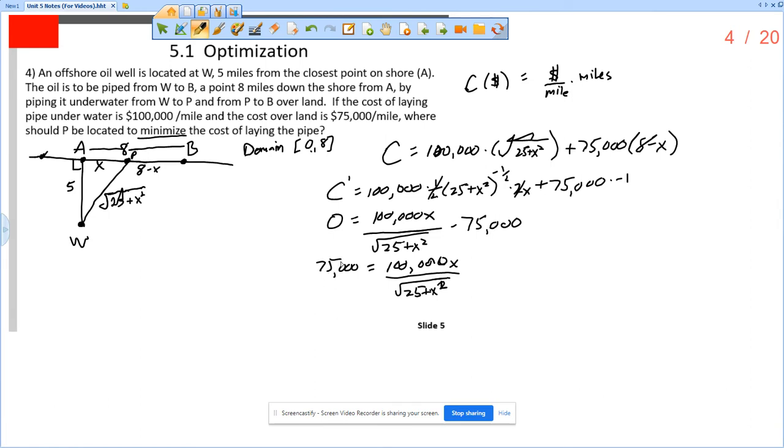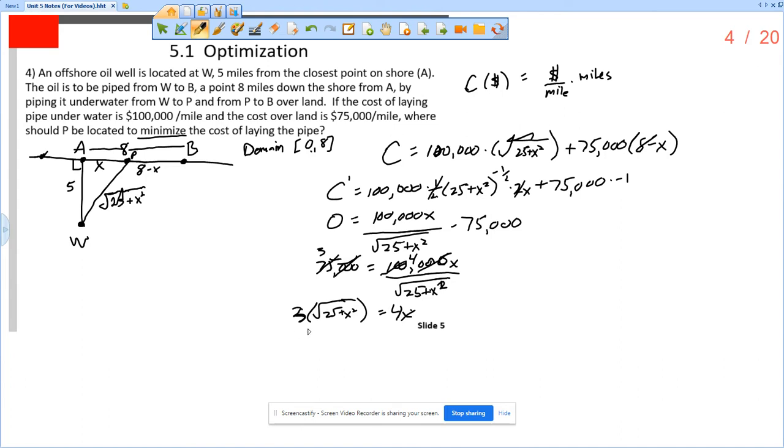But now I also have this 75,000 and 100,000, so I could make this a whole lot easier. They're both divisible by 1,000, and those are both divisible by 25. If I divide by 25, this 100 just becomes 4, and this 75 just becomes 3. So it makes it a whole lot easier. I have 3 times the square root of 25 plus x squared equals 4x. A whole lot easier now to deal with.